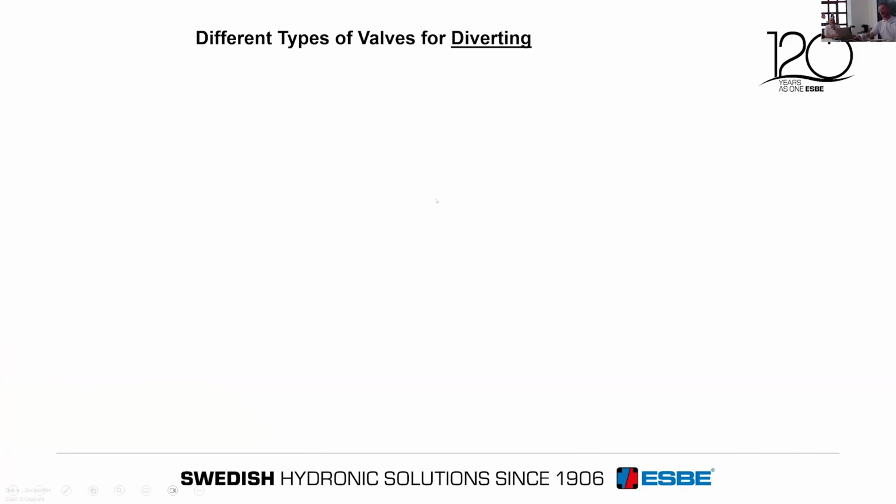So I'll start off with diverting. This is primarily what our valves are used for in domestic installations. We have 3 different main types of valves that we offer for diverting. This is the spring return valve. Some people call it a ball valve, but it's not really a ball valve. It's a rubber ball moving across a can, which blocks the different ports, the A and the B port.